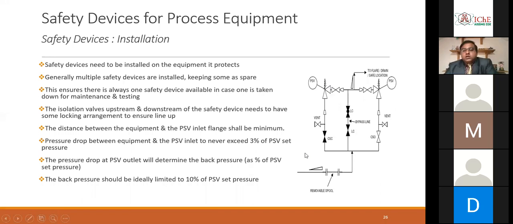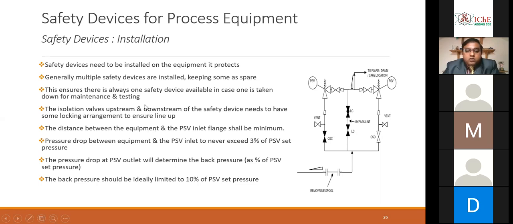Okay, so just to talk through this one. This is how a PSV lineup in a PNID, or process and instrumentation diagram, which is the master diagram for the plant, will look like. This is the line from the vessel going into the PSV. This is one isolation valve. This is another isolation valve at the inlet. So there are two PSVs, one spare and one operating, and these are the outlet valves.